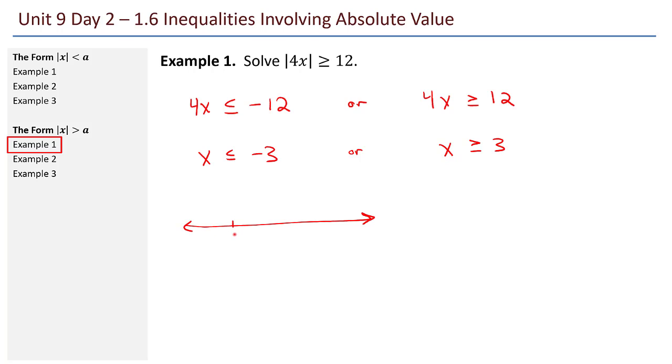So we would shade this on the number line by putting a -3 and a +3, putting a bracket and shading to the left, put down a bracket and shade to the right. As an interval, this solution looks like -infinity up to -3 with a bracket, union, bracket 3 up to +infinity.